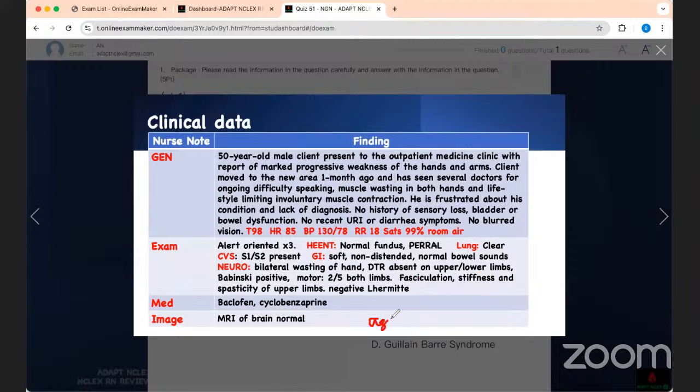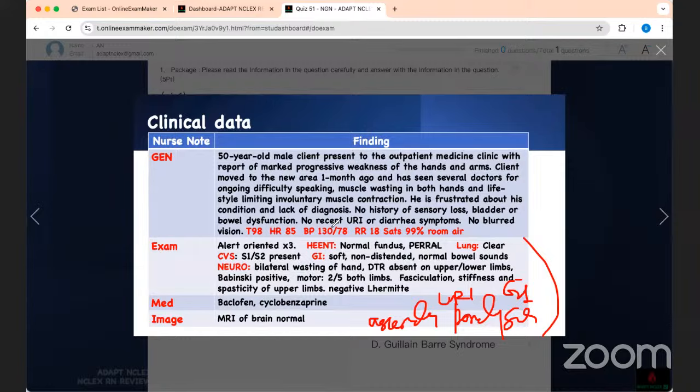Ascending paralysis. Did you see the word ascending paralysis in this question? There is no ascending paralysis. You do not see ascending paralysis here, right? They have leg weakness, then they ascend from the leg to the upper extremities. They're supposed to have recent upper respiratory infection or GI problem. You look at it, and it's not there.